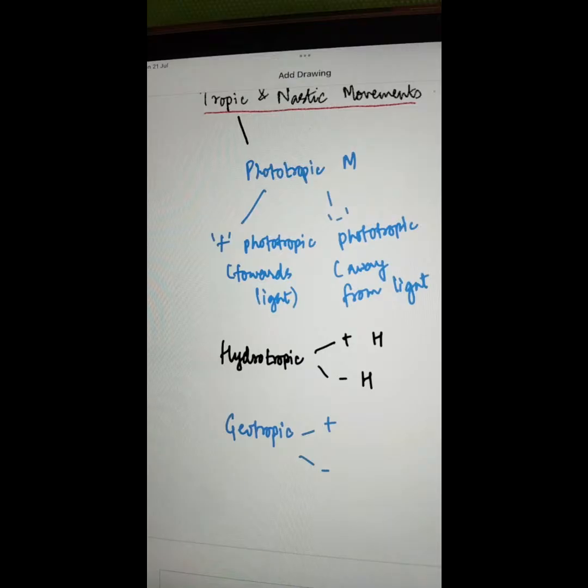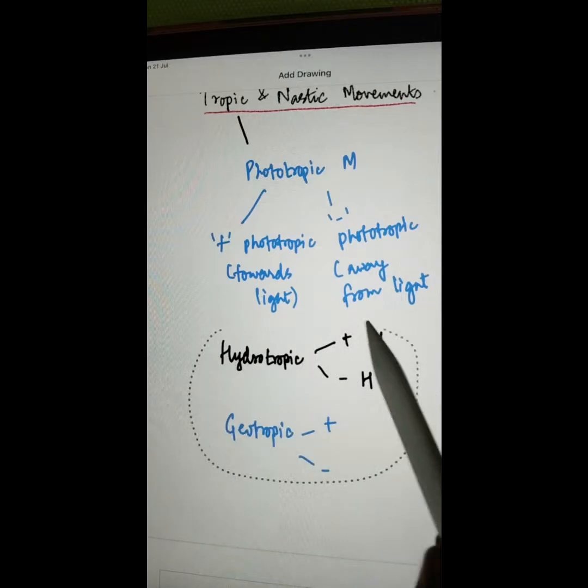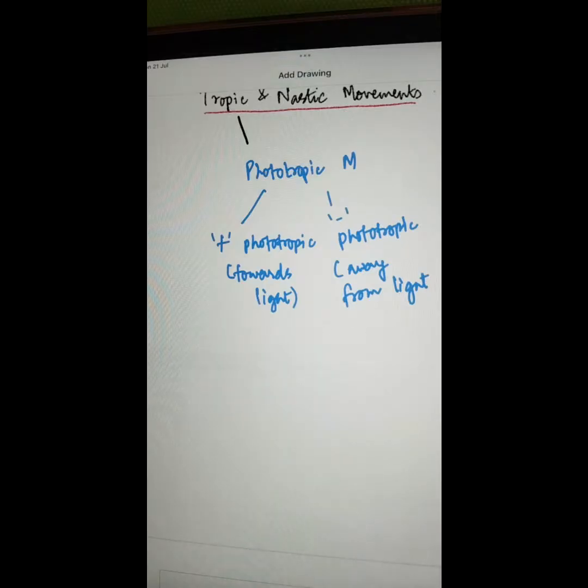Positive means in the direction towards that particular stimulus. So in case we are using the word positively hydrotropic, that means it is towards water. If we are using the word positively geotropic, it means it is towards gravity. But if we are using negatively phototropic, it means it is moving away from light. Negatively hydrotropic, moving away from water. Negatively geotropic means moving away from gravity. Now we have to do the examples for each.